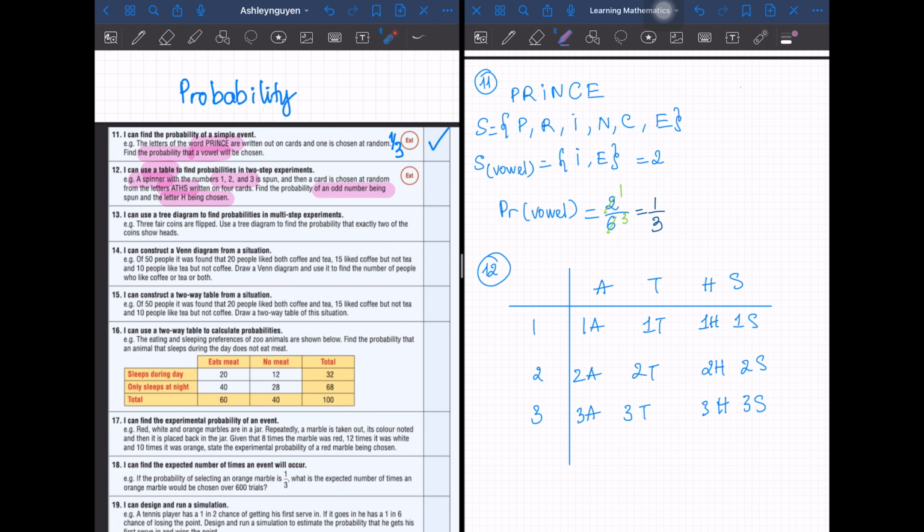So the thing we are caring about is an odd number being spun and letter H. Odd number with letter H, odd number with letter H. 2H doesn't count because it has an even number there. So the probability of an odd number with letter H equals successful outcomes out of all the possible outcomes. 4 times 3 equals 12. 2 over 12. Simplify it to 1 over 6. So whenever you're done, move to the next one.